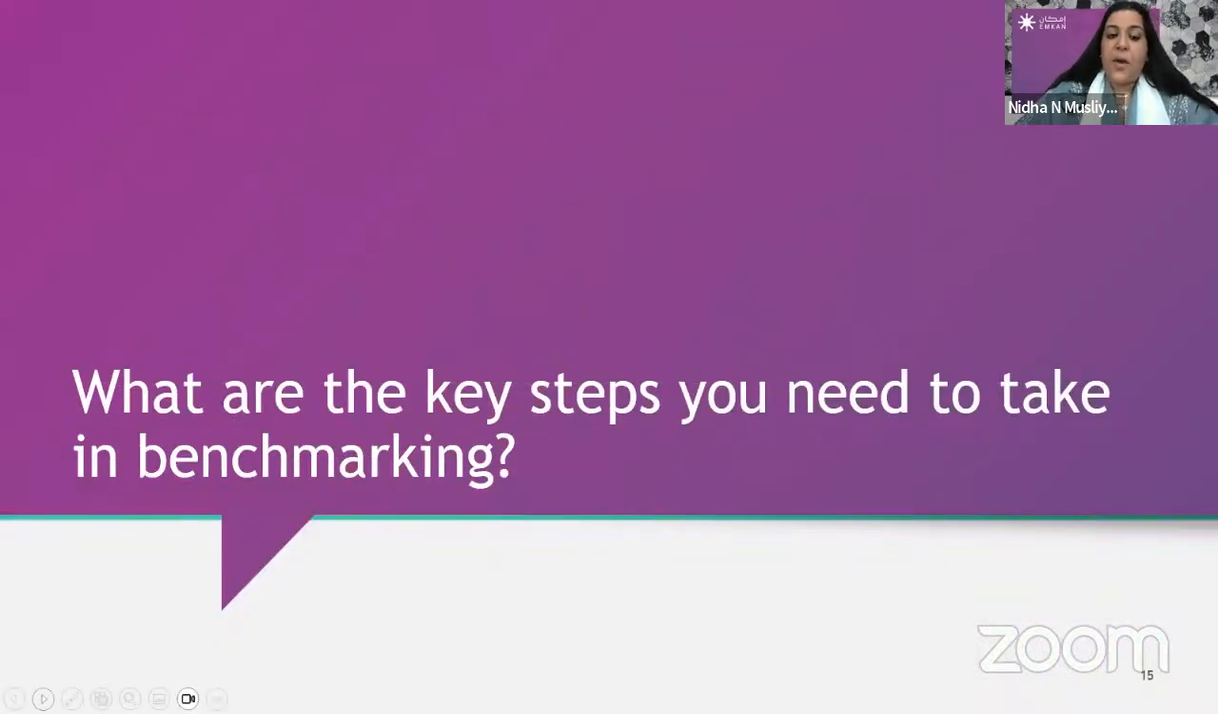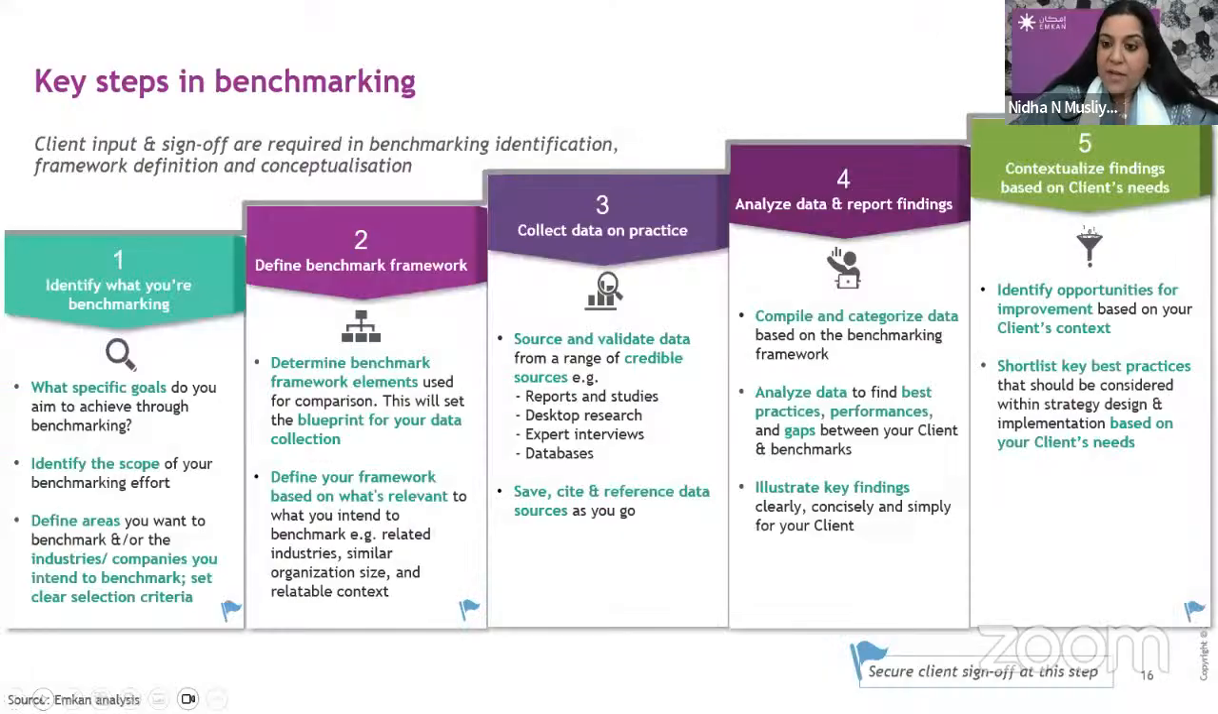So in terms of benchmarking approach, how do we go about this exercise? What are the key steps that you need to take when you're benchmarking? Next slide. We've identified that there are 5 specific steps. We start with first identifying what you're benchmarking. Then we define what the benchmarking framework is. Then we collect data on it. Then we analyze the data. And then finally, we contextualize the findings.